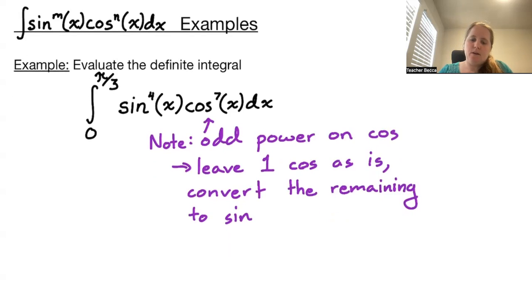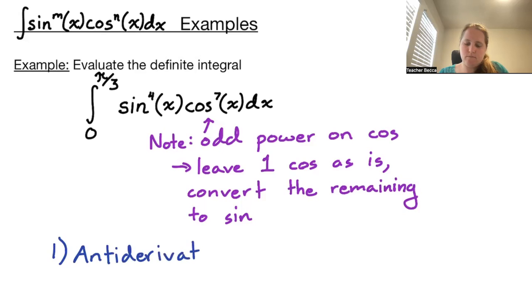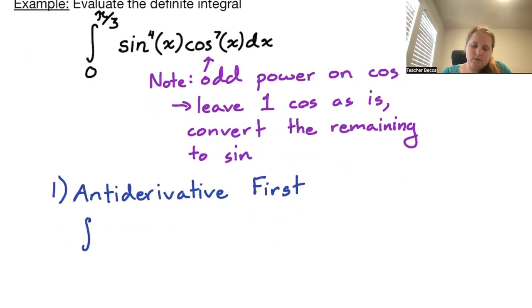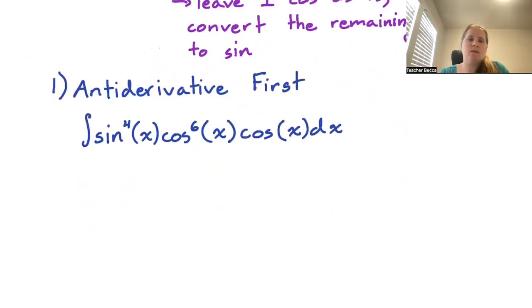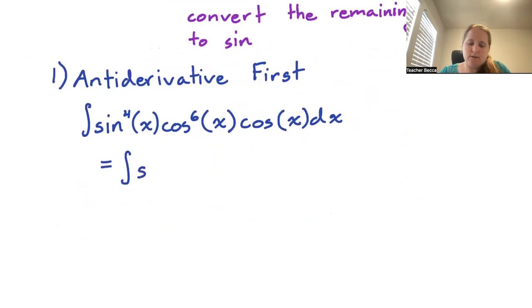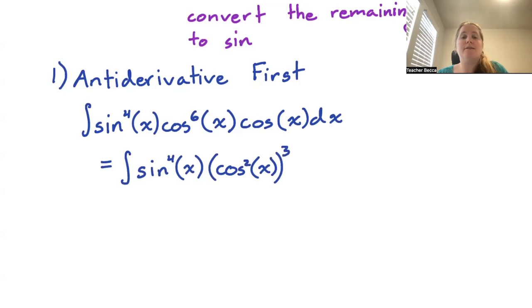So we're finding our indefinite integral first, or antiderivative first. So we are looking at the integral of sine to the fourth of x times cosine to the sixth of x times cosine of x dx. Again, this is the integral of sine to the fourth of x times cosine squared of x, that entire cosine squared then being raised to the third power, times cosine of x dx.